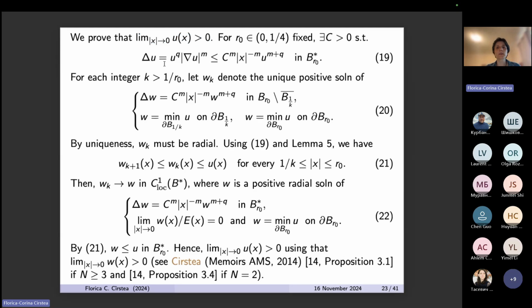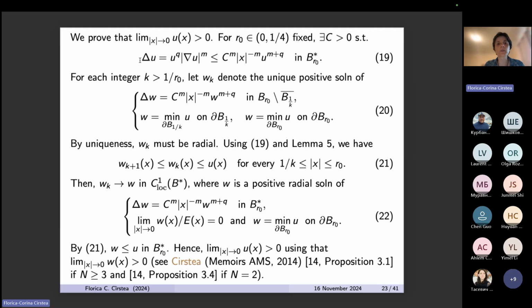So the idea is the following. We know that the limit exists and is finite, but we don't know yet that it is positive. So how do we prove it? The idea is to create an auxiliary problem, problem 22, in which you get rid of the gradient. That means you have to look at the right-hand side of your equation and, using the gradient estimates, get rid of the gradient, saying that the modulus of the gradient of u is less than a constant times u over modulus of x. And we do that in this inequality 19.